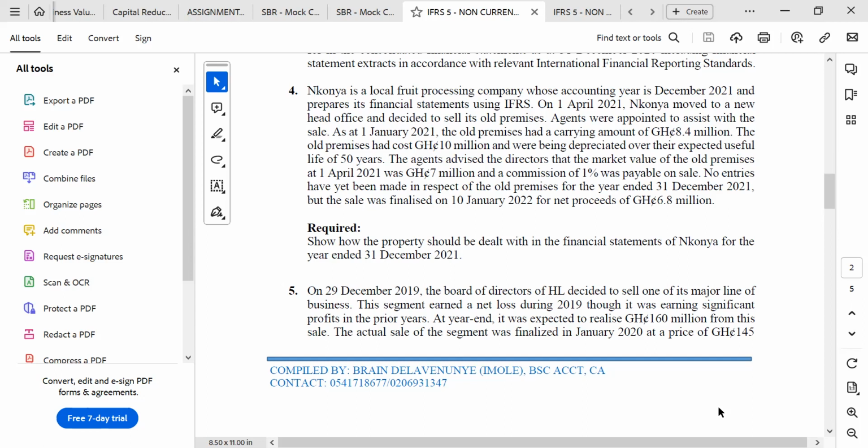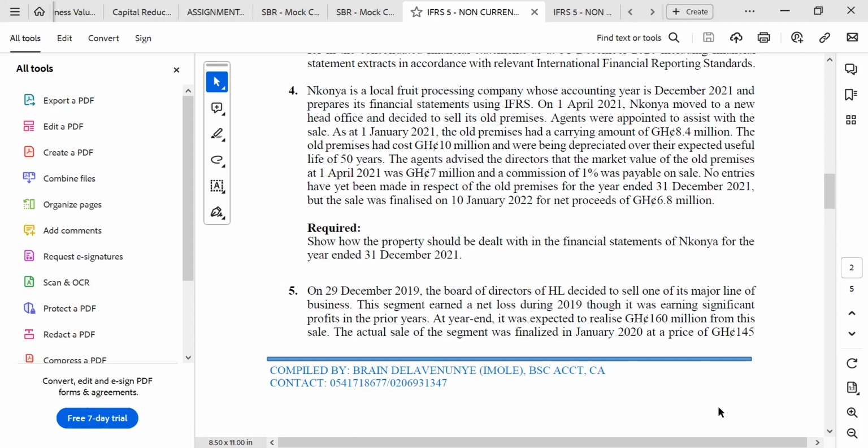Does it mean that they have already taken their commission from it? Yes, sir, because they are saying net proceeds. For the net proceeds of, it means that commission has already been charged against this one. But if they should say that the asset has been sold at a market value of 6.8, then we assume that they are yet to pay the commission. So the commission will still be charged on the 1%.